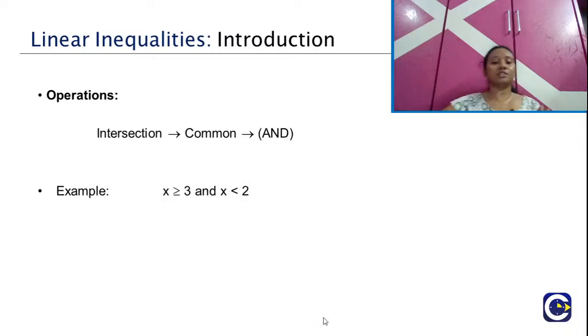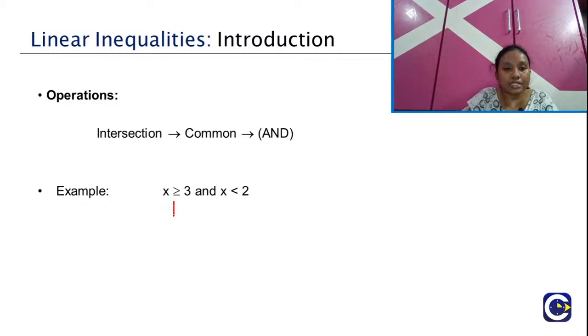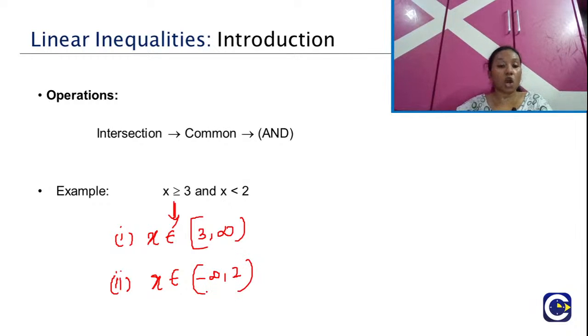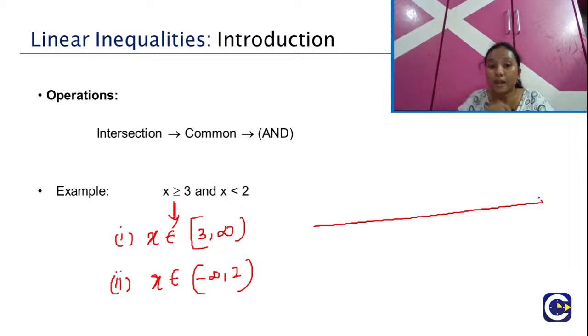So let's understand this with an example. Here my first inequality is x greater than or equal to 3. So what is my solution for this? X belongs to 3 to infinity, including 3. What is my second? X less than 2. So here x belongs to minus infinity comma 2. So is there any common solution for these two inequalities? No, right? Let's confirm by locating it on a number line.